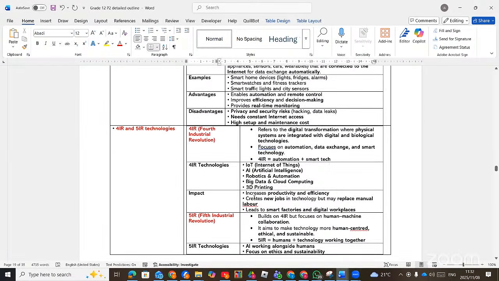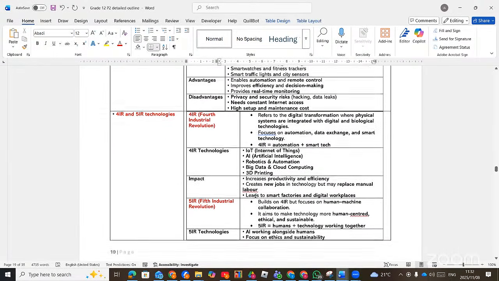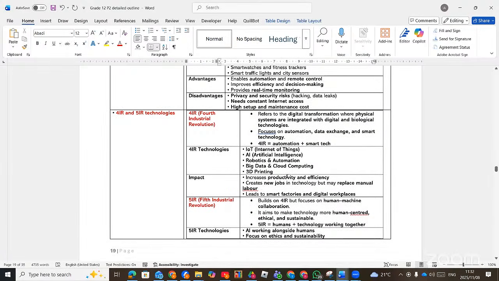But then the advantages are that they increase productivity and efficiency, like the IoT and artificial intelligence. They create new jobs and then they lead to smart factories and others. But the disadvantages are there. You know how with the 4IR people are coming out with so many things. They might have their own ethics.